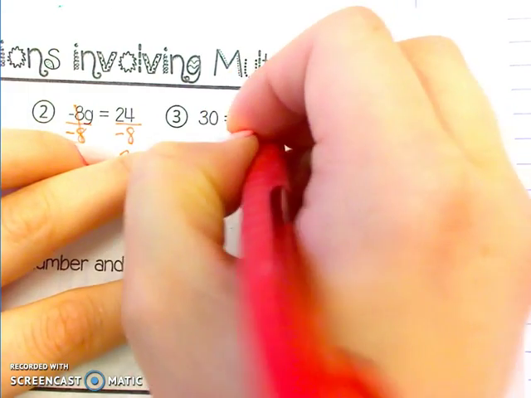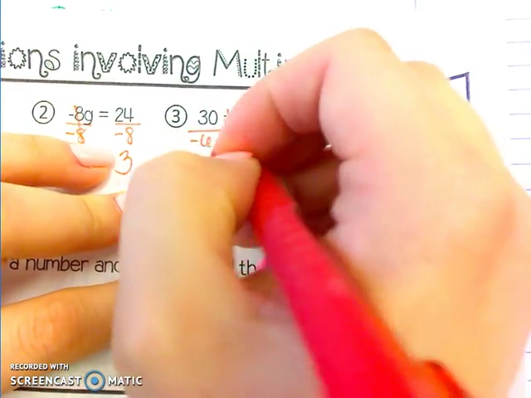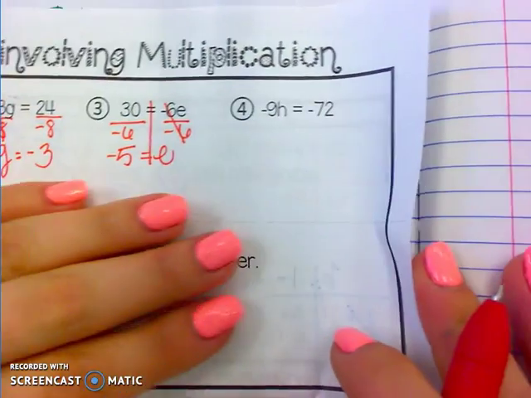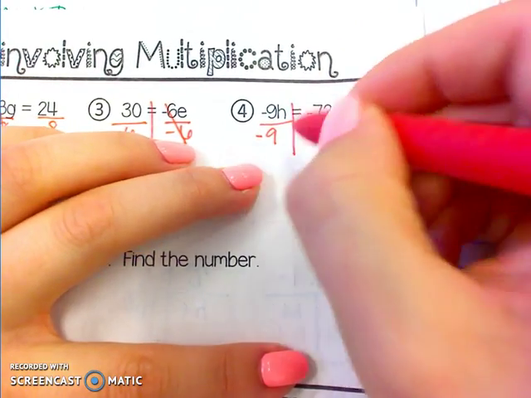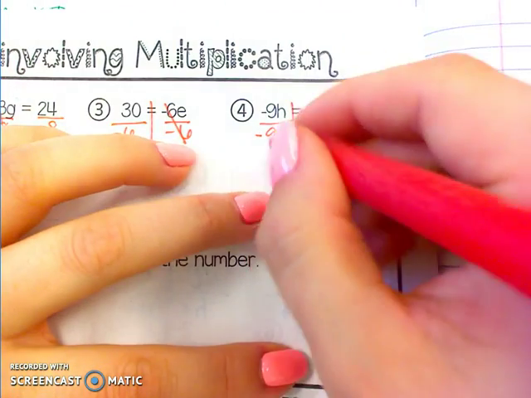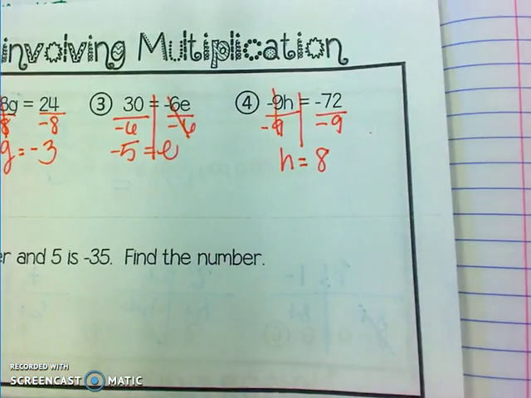Trying to get this E by itself, divide by -6. Left with E equals -5. Divide by -9. Whatever I do to one side, I have to do to the other. I'm left with H equals 8.